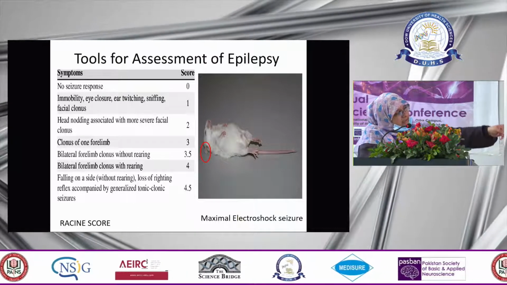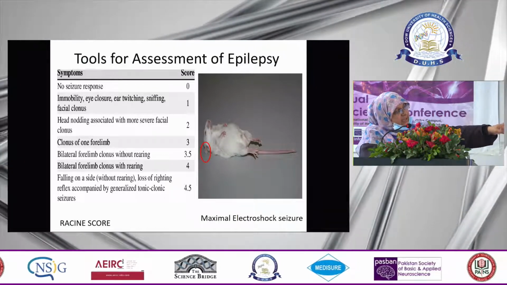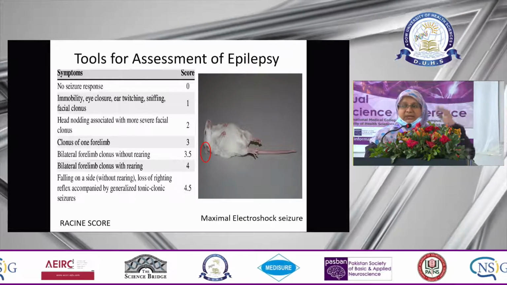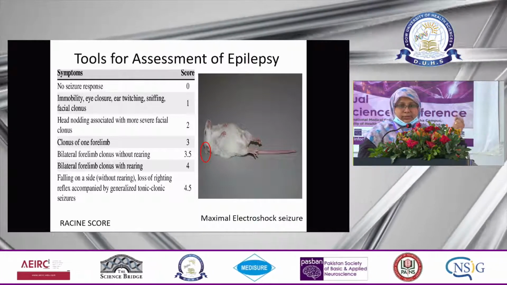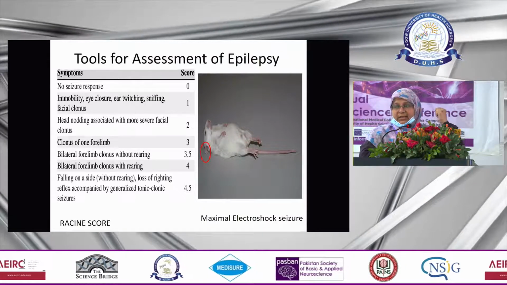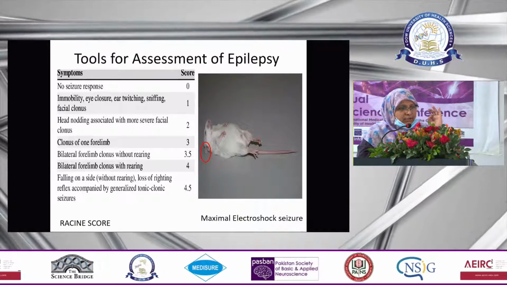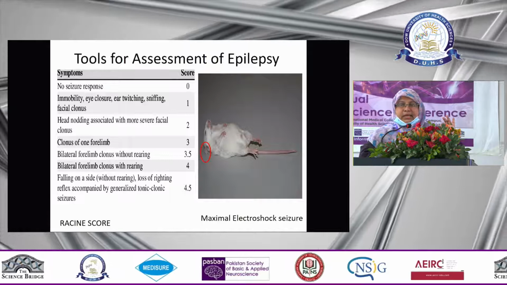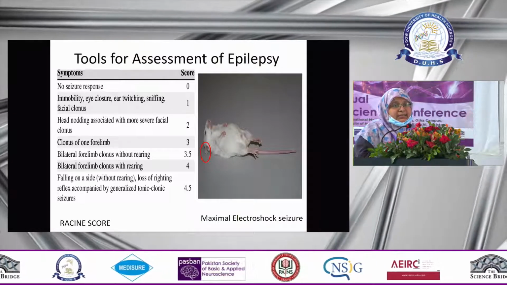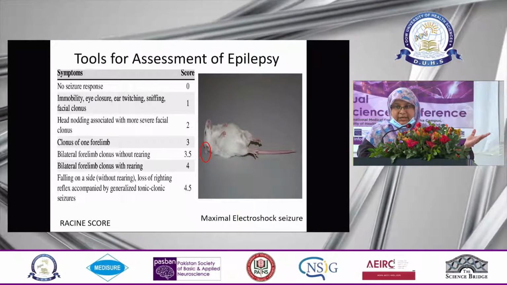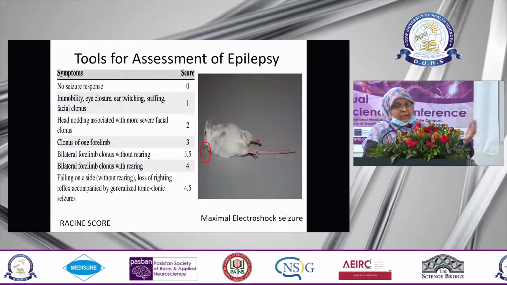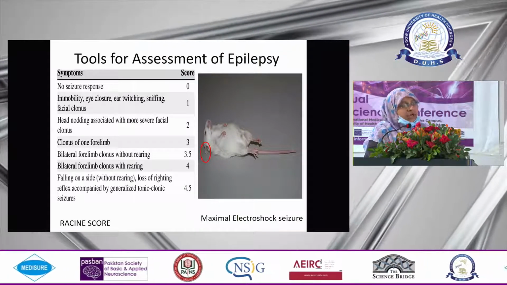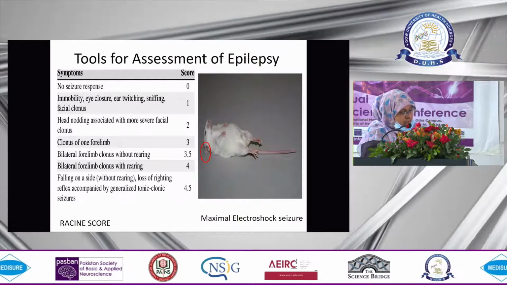Here you can see a fully tonic-clonic animal from maximal electroshock seizures. In that case, we can put electrodes on the ears of the animal and give 0.2 milliamperes of electric current for a few seconds, and ultimately the animal would become epileptic. And it can be compared or reversed by giving standard anti-epileptic drugs or anti-Parkinson's agents.